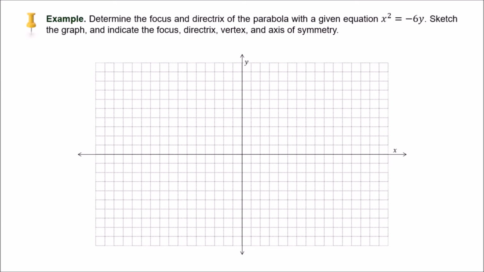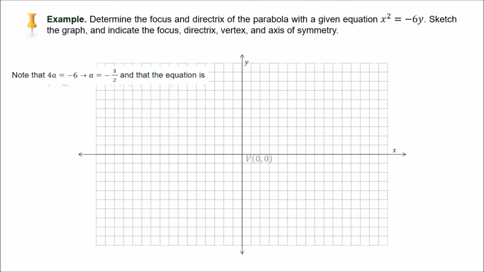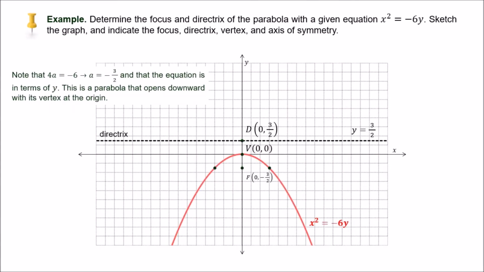Determine the focus and directrix of the parabola with the given equation x squared equals -6y. Sketch the graph and indicate the focus, directrix, vertex, and axis of symmetry. As with the previous example, first we take note that the term 4a is equal to -6 in the given equation, which implies that a is equal to -3/2.